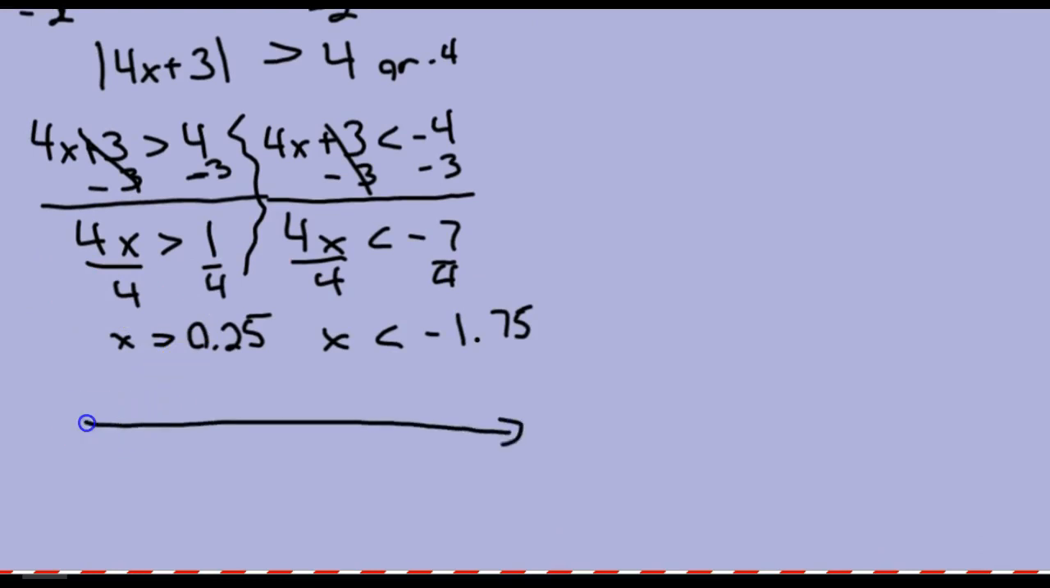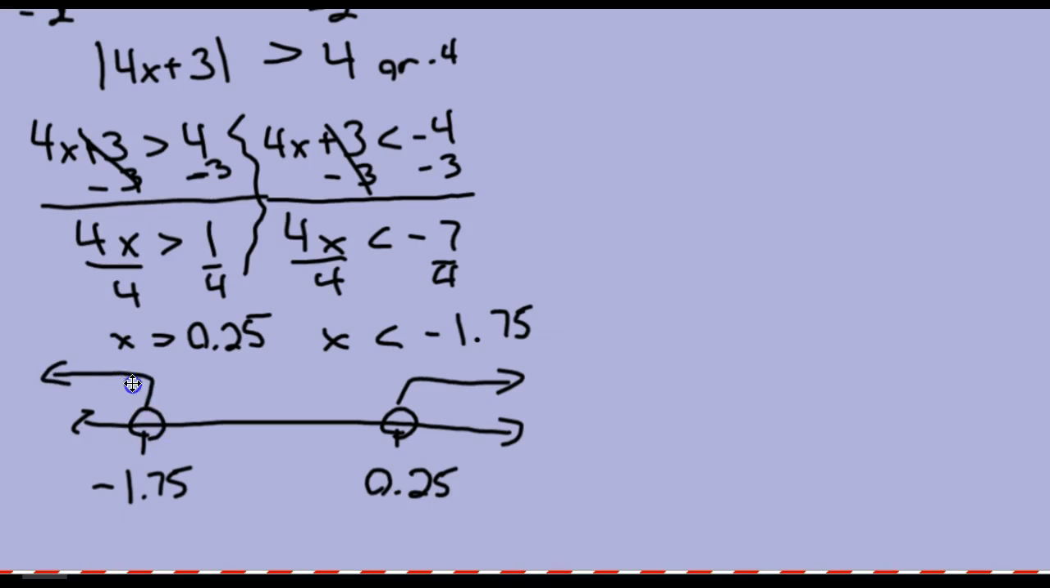So if we're going to graph this, our negative number goes on the left. It's negative 1.75. And our positive number, 0.25, goes on the right. 0.25 is an open circle, and that's pointing to the right. Negative 1.75 is an open circle, and that's pointing to the left.